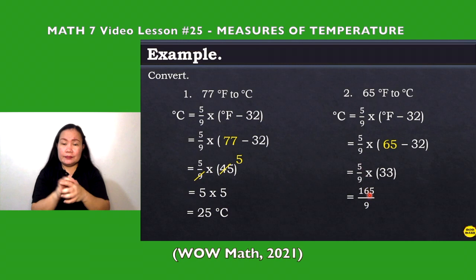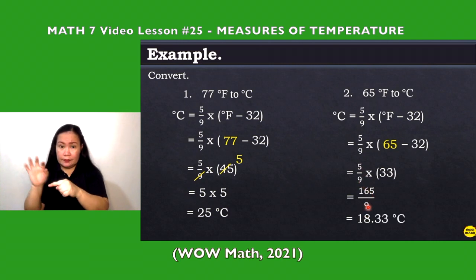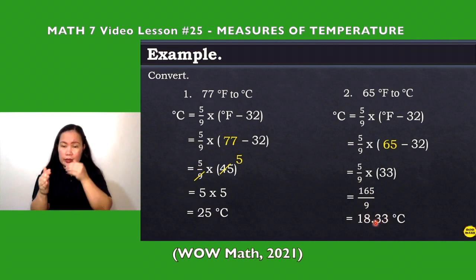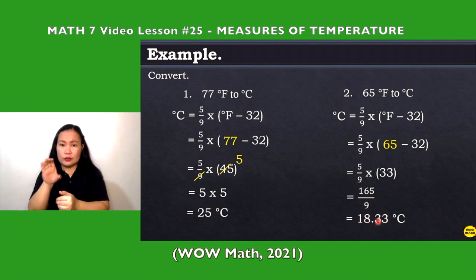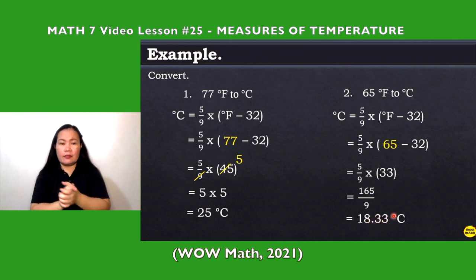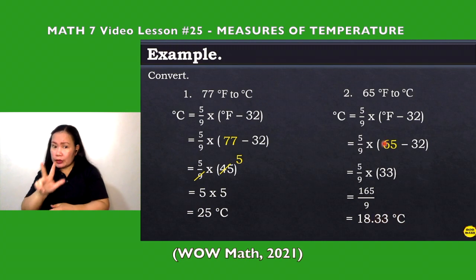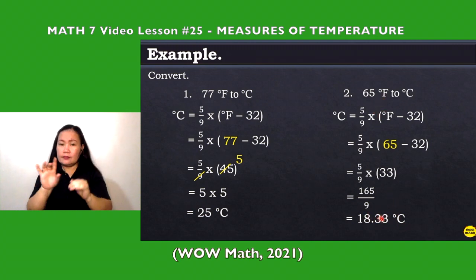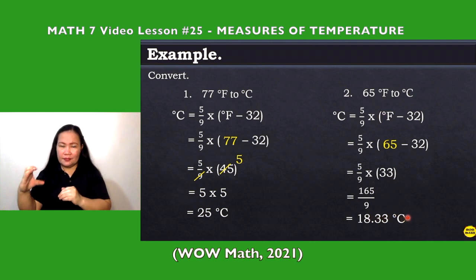Okay. So, 165 divided by 9, that is 18.33. So, hanggat maaari, nakaano lang tayo to the nearest hundreds. Okay? Yung 2 decimal places. So, 18.33 degrees Celsius. Therefore, 65 degree Fahrenheit is equivalent to 18.33 degrees Celsius.